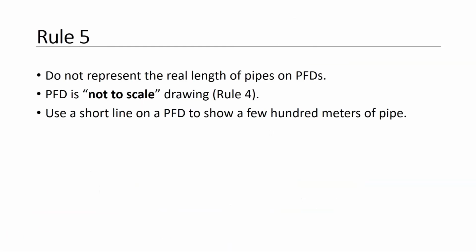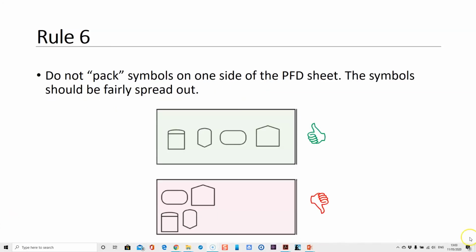Rule number 5. As mentioned, a PFD is not a to-scale drawing. Remember the previous rule. So if you have got 100 meters of pipe, you don't need to represent that on your PFD. Use a short line on a PFD to show a few hundred meters of pipe.